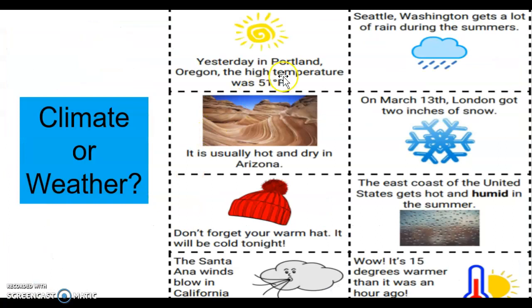So I have here different situations for you to practice identifying whether each situation refers to climate or weather. So you can do it for yourself now.